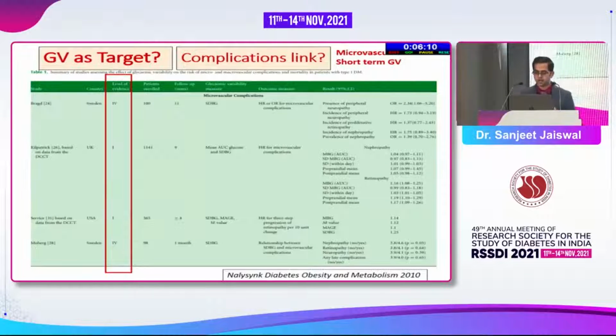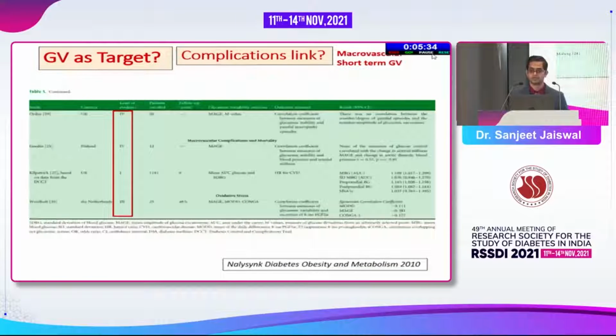Again, the short-term glycemic variability association with microvascular complication. You can see the level of evidence here. The level of evidence is only one in the study by Kilpatrick et al., as well as Service. In that, they have done a post-hoc analysis of the DCCT trial. We can see here the risk of microvascular complication is slightly increased, because the odds ratio is not more than 1.5. It is just slightly increased. You can say that short-term glycemic variability may or may not be associated with microvascular complication.